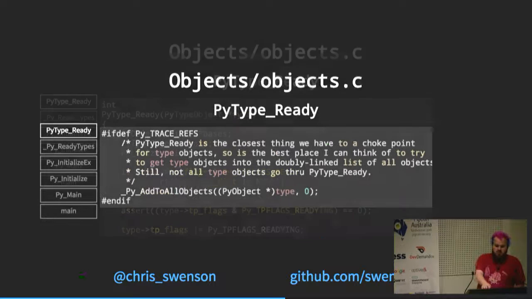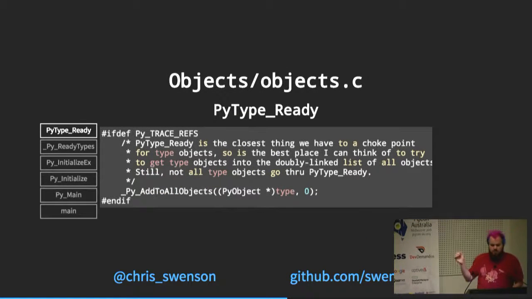It also, interestingly enough, adds in a tracer right here if you have trace reference. It turns out if you need to hook into everything that happens in Python, like when types become ready, this is the time to do it. So if you want to add something to every object in Python, you'd want to add it to this piece right here. There's that little ifdef that tells you about that, which is pretty interesting.